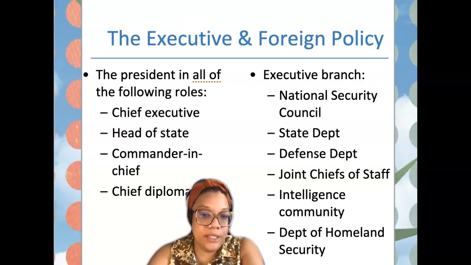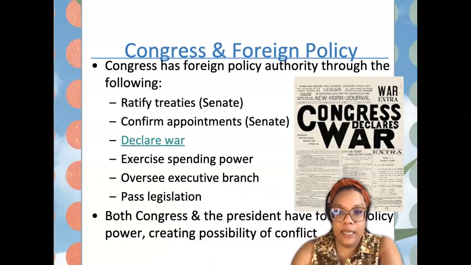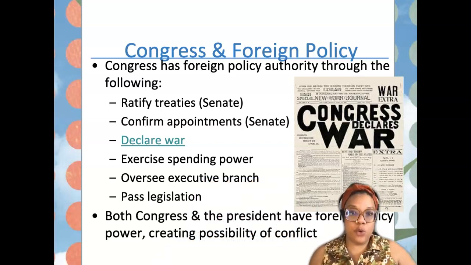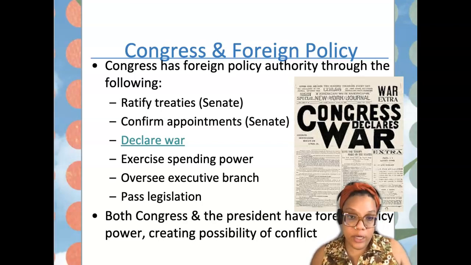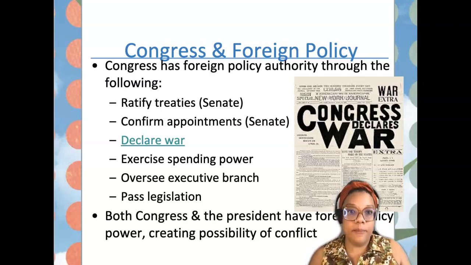Just like we're thinking about the role of the executive in foreign policy, we can consider the role of Congress in foreign policy as well. Remember that Congress has foreign policy authority through the following areas. They ratify treaties in the Senate, right? So if there's a treaty having to do with another nation, that has to be ratified by the Senate.